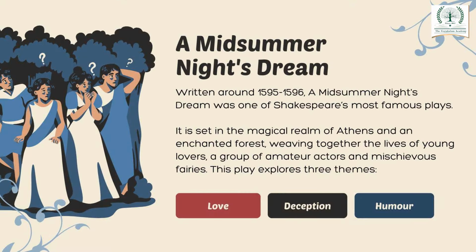A Midsummer Night's Dream. Written around 1595 to 1596, A Midsummer Night's Dream was one of Shakespeare's most famous plays. It is set in the magical realm of Athens and an enchanted forest, weaving together the plights of young lovers, a group of amateur actors, and mischievous fairies. This play explores three themes: love, deception, and humor.